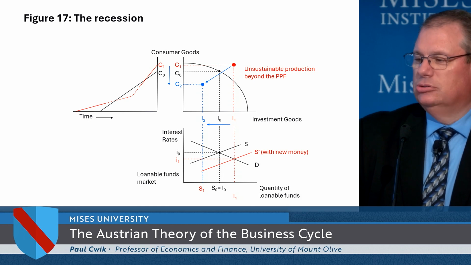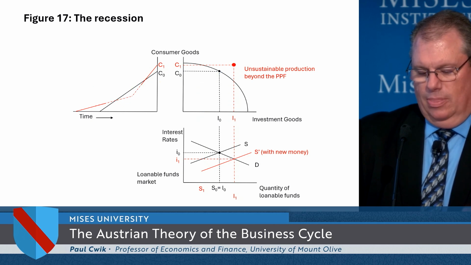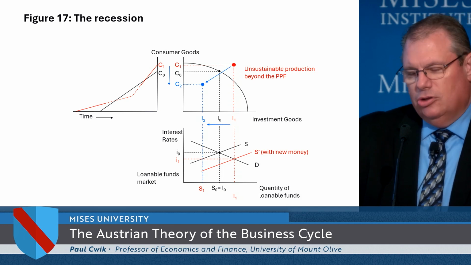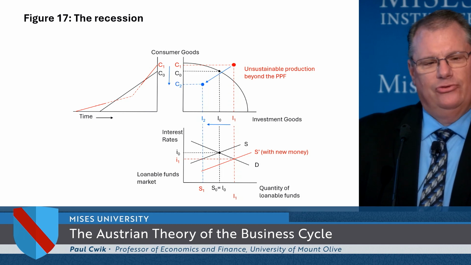It's inside, true. But why does it stop there and doesn't just keep on going? What's the cushion? What's the safety net? It's savings. See where S1 is down in the loanable funds market? That's where it falls to.